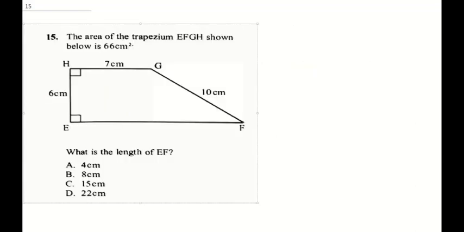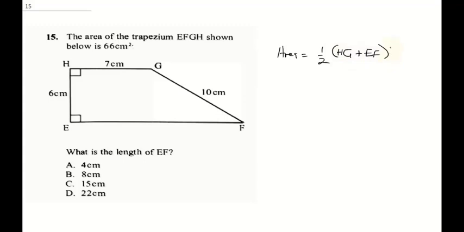15 says the area of a trapezium EFGH shown below is 66 centimeters square. What is the length of EF? Now, to solve this question, all you need to do is apply the formula for finding the area of a trapezium. Area will be half times the sum of parallel sides, that's HG, plus EF, times the height.